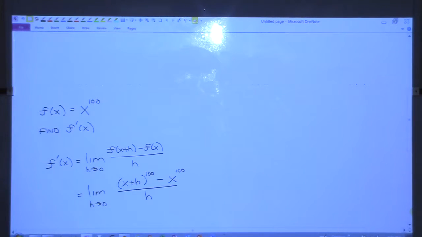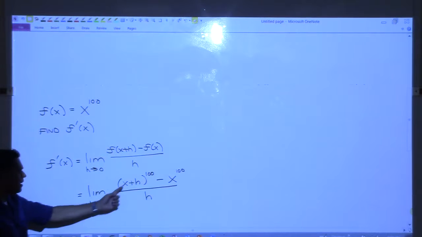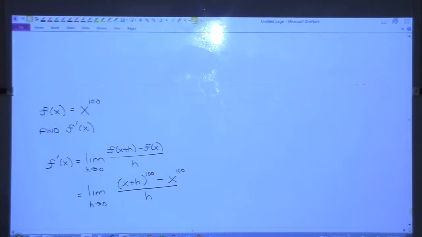Yes? You could use the other definition. You're going to have the same problem. The algebra is going to be a nightmare. This algebra is a nightmare, unless anybody feels like expanding x plus h to the 100th power, right?